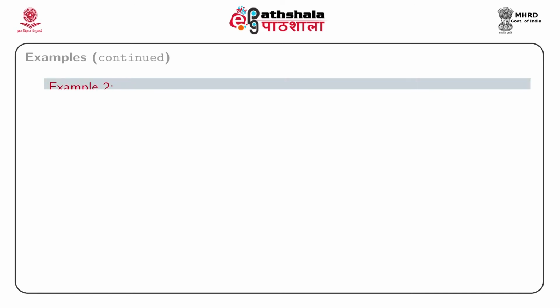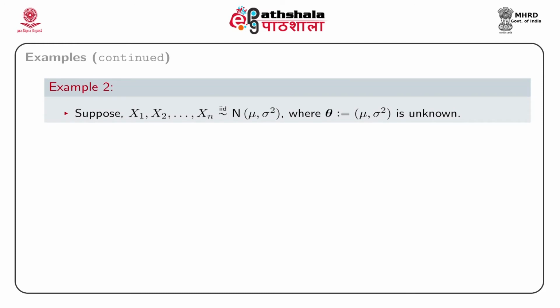Suppose that X_1, X_2 up to X_n are IID normal(μ, σ²) variables. Here, θ equals (μ, σ) is a vector valued parameter where both μ and σ are unknown. μ belongs to the real line and σ is greater than 0. Here, script X is the whole real line and script Θ is the Cartesian product of R and R+, where R+ denotes the positive part of the real line. We wish to find a minimal sufficient statistic for θ.